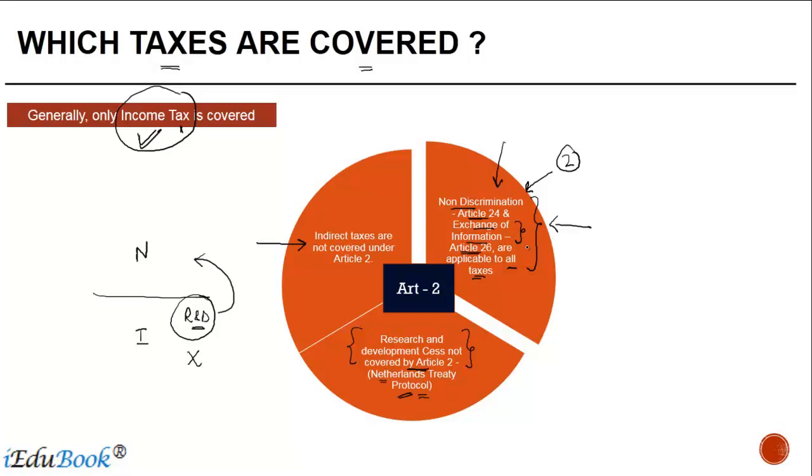Similarly, for exchange of information between two countries, again, there's a specific mention that the provisions of Article 1 and Article 2 shall not restrict the exchange of information. Okay? Which means that Article 2, if it covers only specified types of taxes, is not going to limit the application of Article 26.